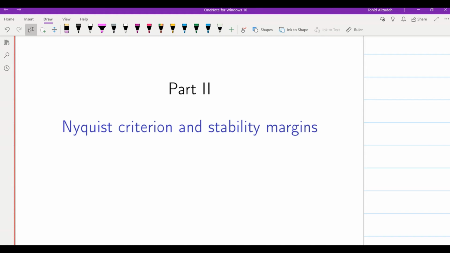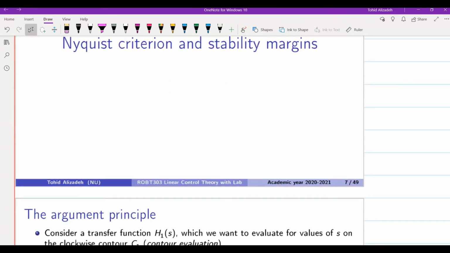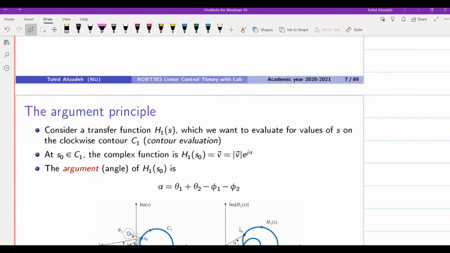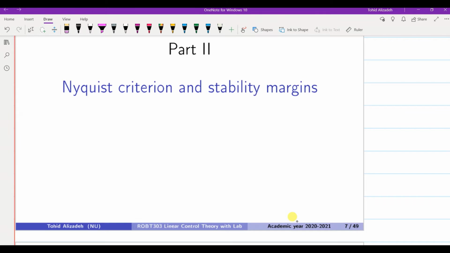Hello everyone. In this part of the lectures on the frequency domain analysis of closed loop systems, we will focus on the Nyquist criterion and stability margins. Initially we will start with the principle called the argument principle, and then we will switch to the Nyquist criterion, and we will see how the stability of the closed loop system could be determined by using the Nyquist diagram.